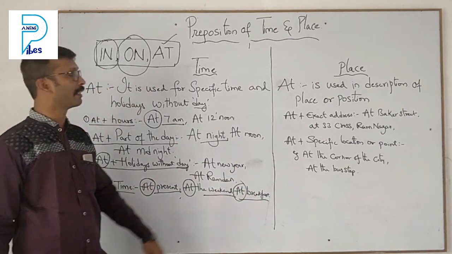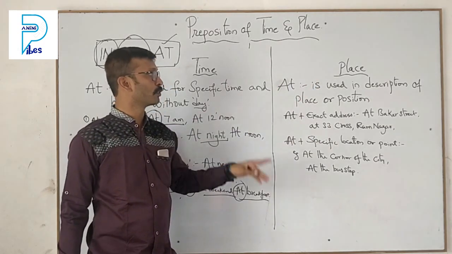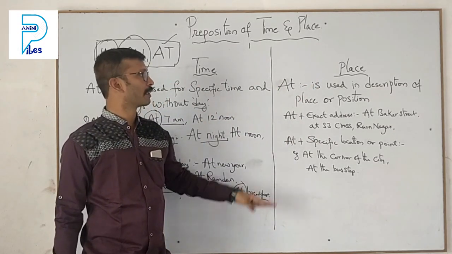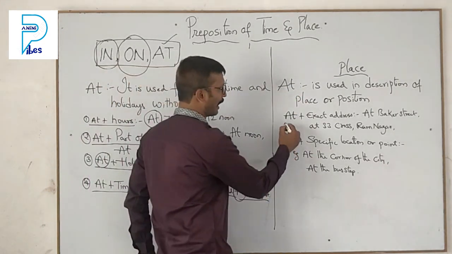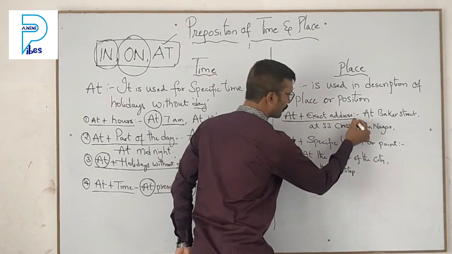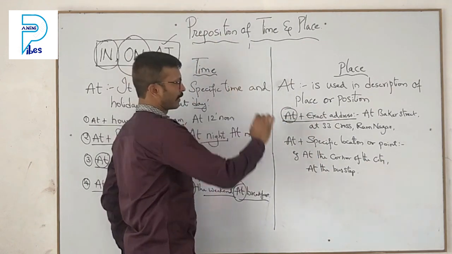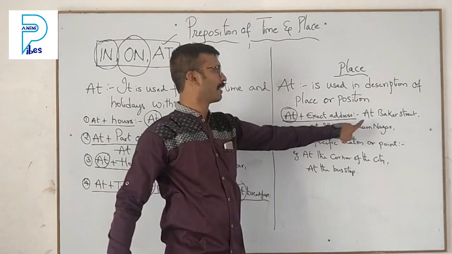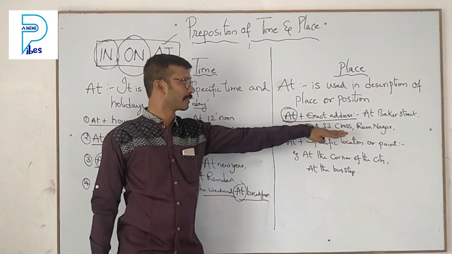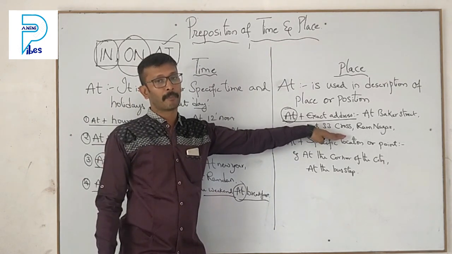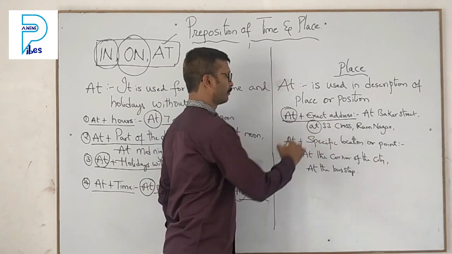And now let us see at used for place. At is used in describing a place or a position. So for example, at plus exact address. When we are talking about the exact address, then we use at as a preposition of place. At plus exact address, that is at Baker Street or at 33 Cross, Ramnagar. Generally these kinds of addresses are painted on the roadsides, where we can see the preposition at.